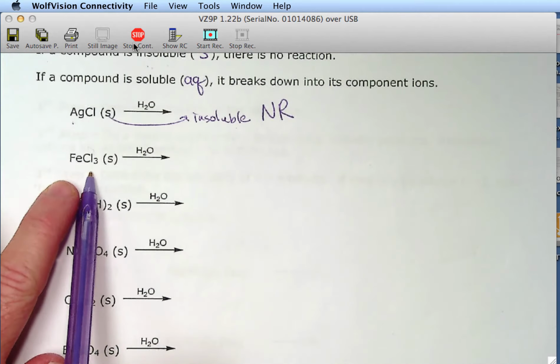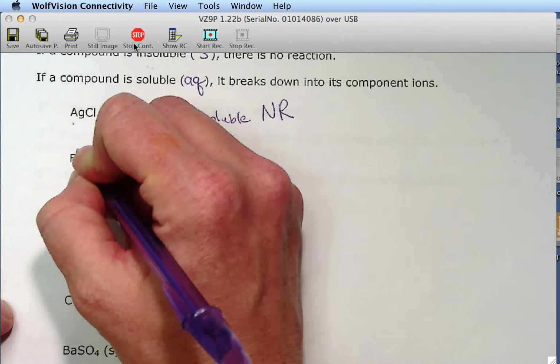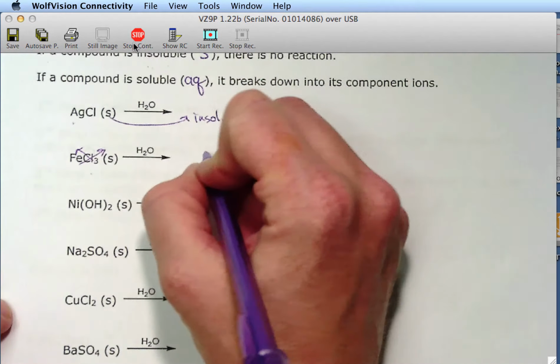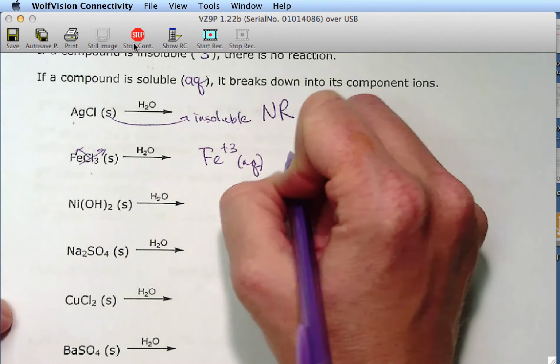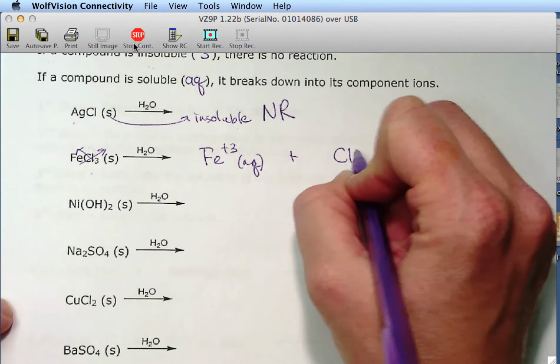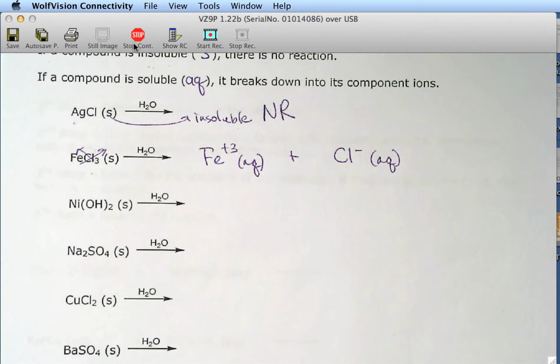So is this one soluble? Yes, it is. So that means this is going to break down into its component ions. And the symbol next to those component ions will be AQ. Excellent. Okay, so how do I figure out what the component ions are again? Do the cross and raise. So this will be Fe plus 3 AQ and Cl minus AQ. Now, is this reaction balanced?